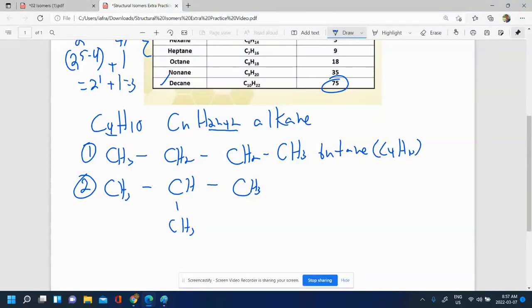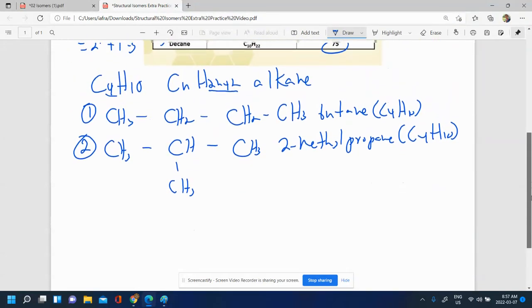Here I want to name it as well. So this is 2-methylpropane, which is C4H10. It has the same number of carbons and hydrogens. Great. So I do want to show you a common pitfall students make.